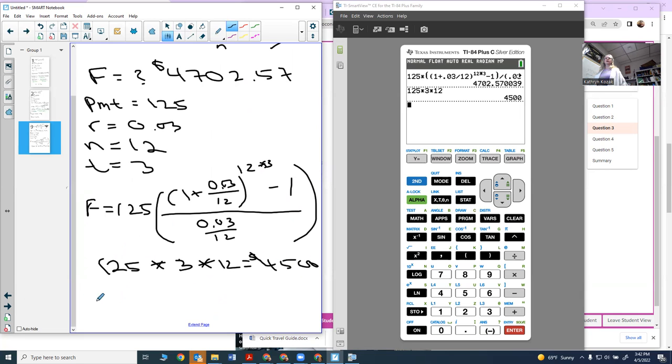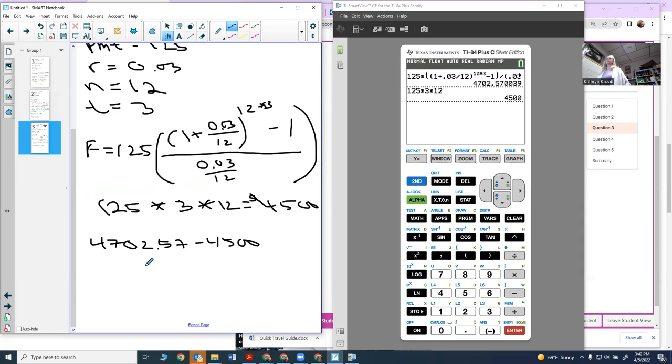And then the question is going to ask you how much you're going to make in interest. Well, this is how much I put in there. So anything left over is how much the bank gave me. So the bank gave me my $4,702.57. I put in $4,500. So how much is interest would be subtracting those two numbers. So I just take out my calculator and type in 4702.57 and then subtract off my 4,500. So I'm going to get $202.57 just for giving the money to my bank for 3 years.